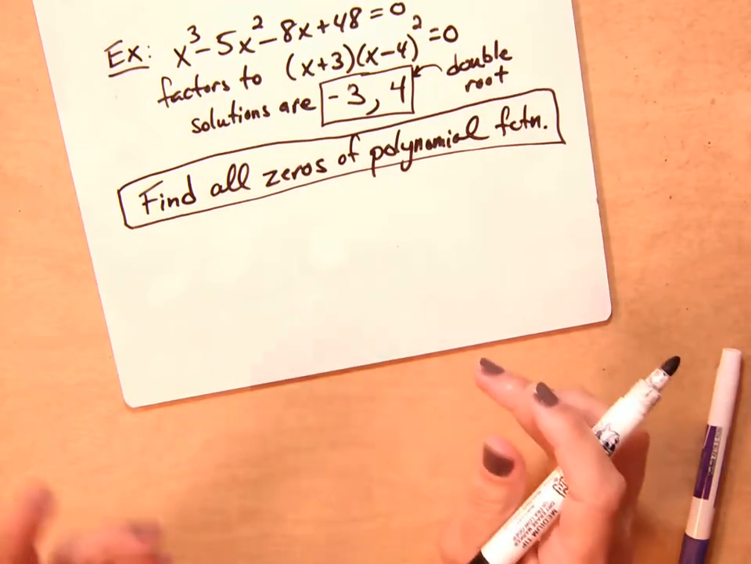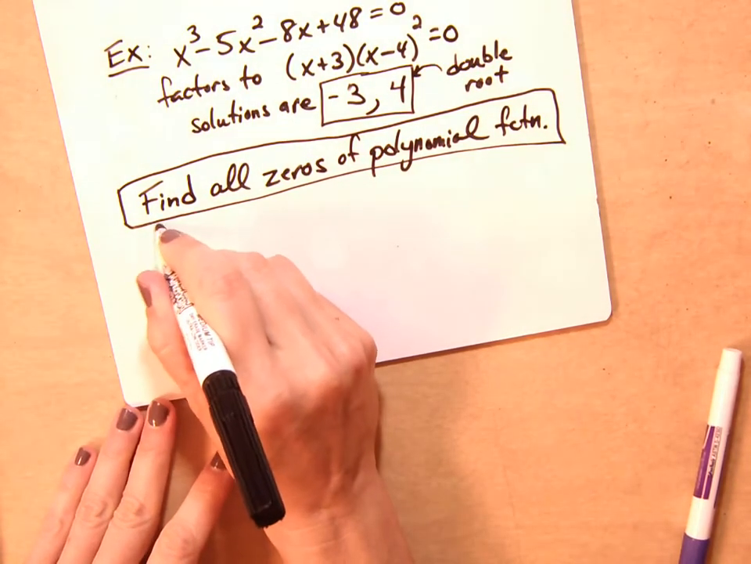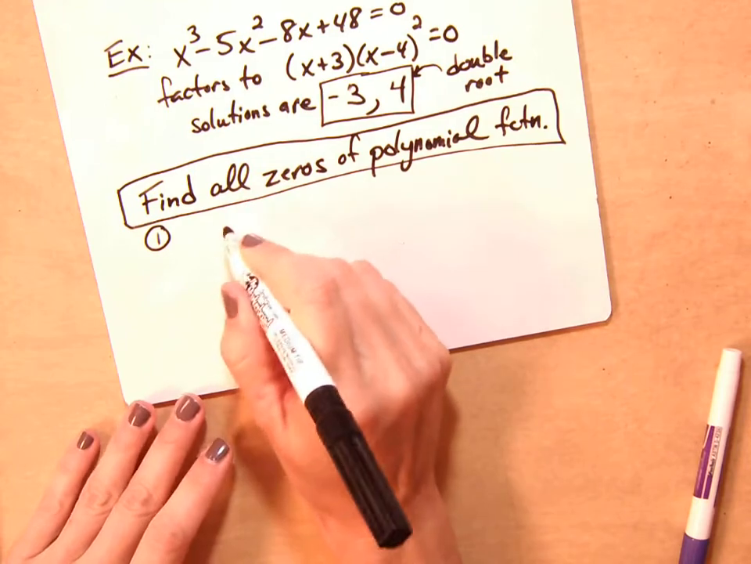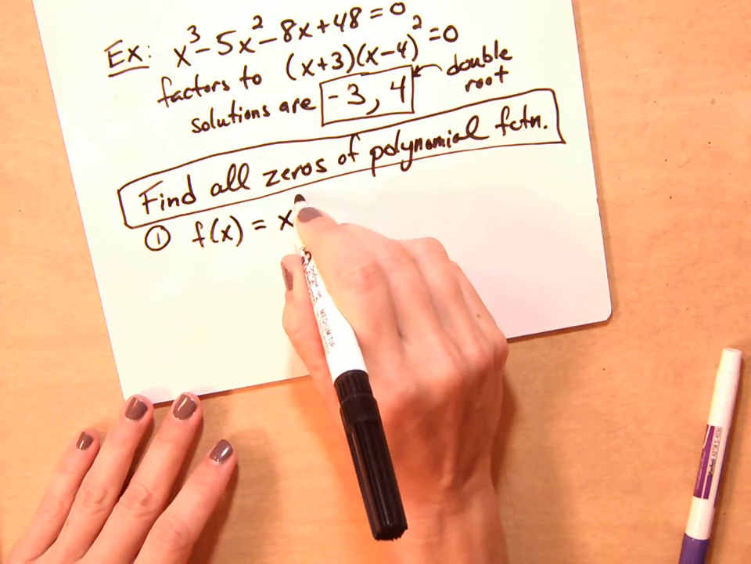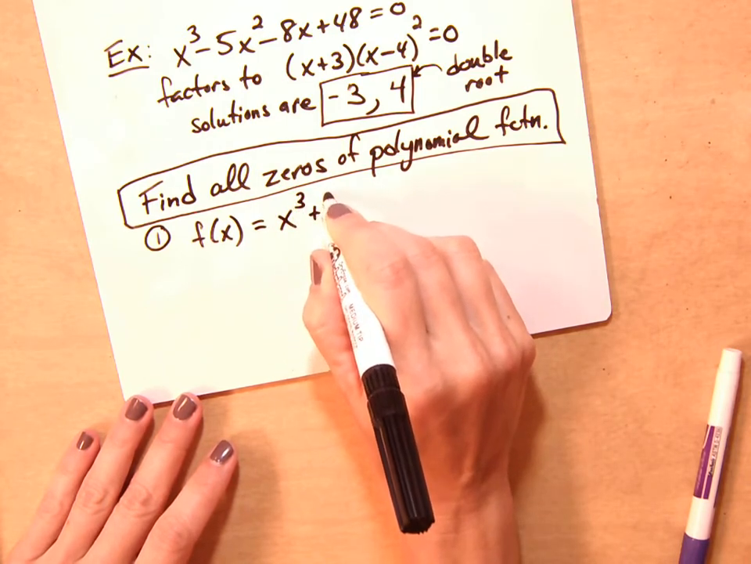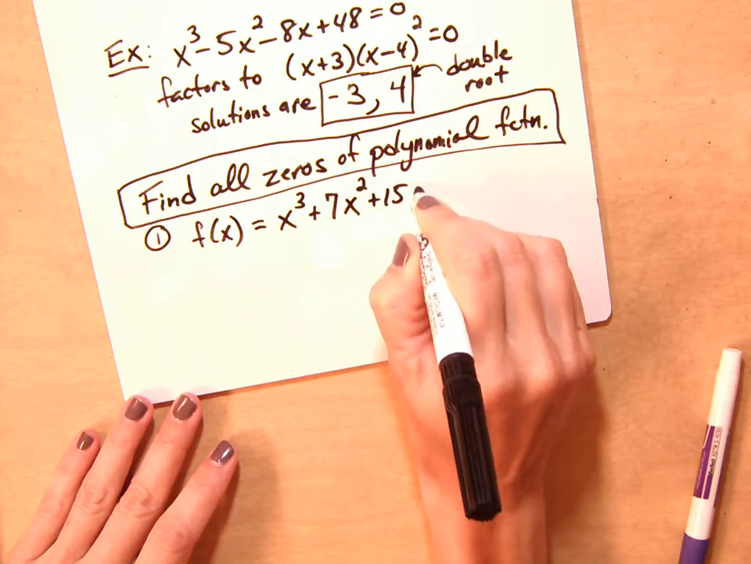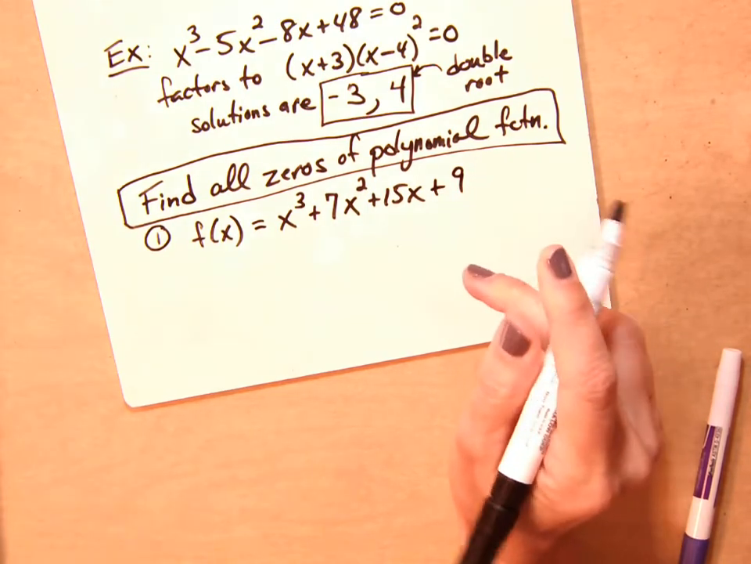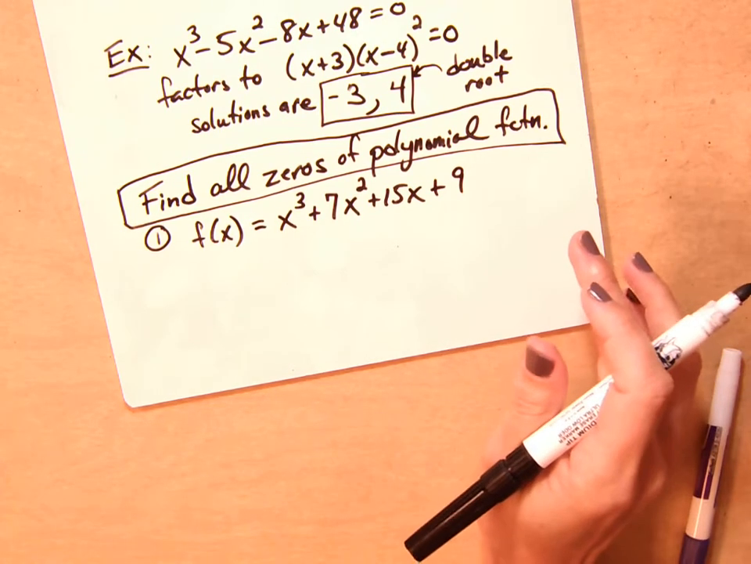Without graphing, how do we know? Because if we could graph it, how would you find them? Yeah, just look at the x-intercepts. You could trace it on your graphing calculator and see the answers. The calculator will tell you. So we're going to do it without looking at the graph. f of x equals x cubed plus 7x squared plus 15x plus 9. We want to find all the zeros of the polynomial function. Those are the directions from your homework. Okay, that's the goal.